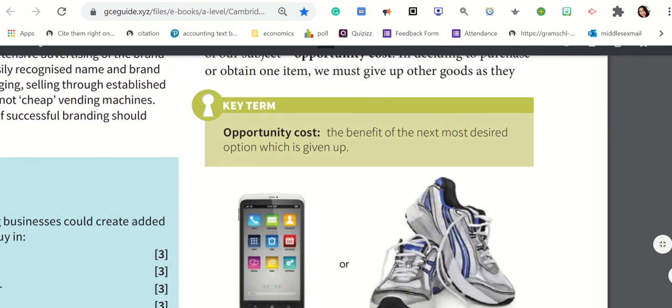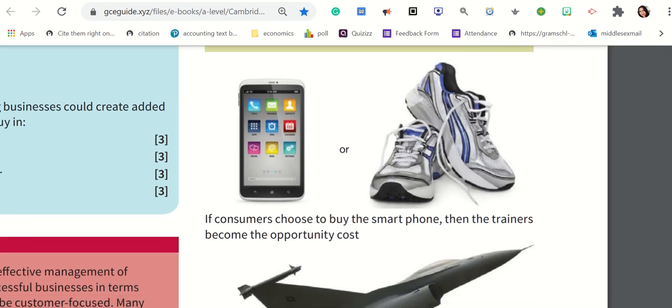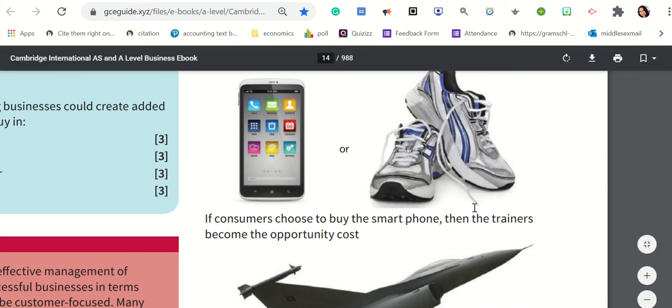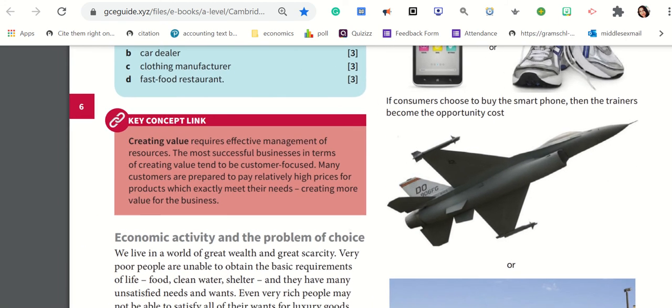Now, you walk into a shop and you decide to buy a smartphone or a pair of shoes. But you do not have enough money to buy both of them. So if you choose to buy your phone, you have given up buying shoes. If you choose to buy shoes, you have given up buying your phone. So what you give up is the next best alternative, and that situation is called opportunity cost.